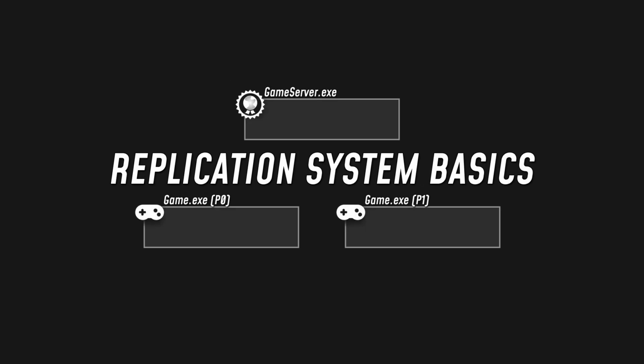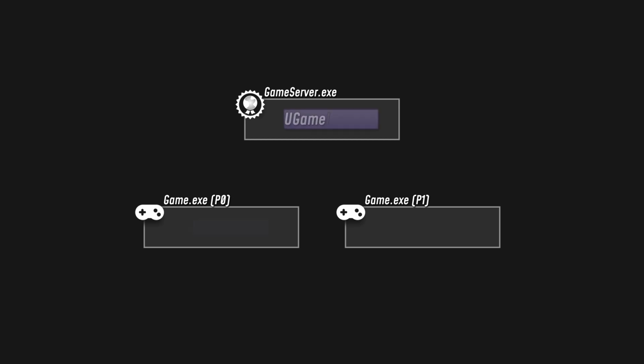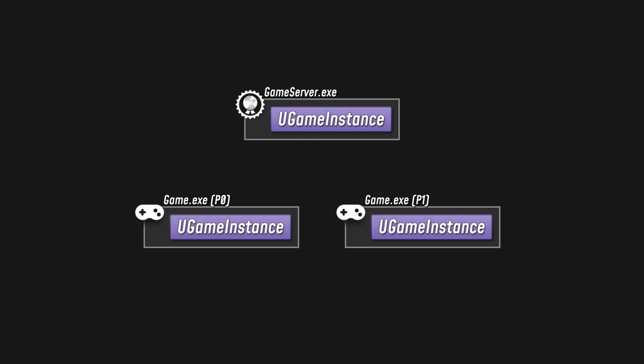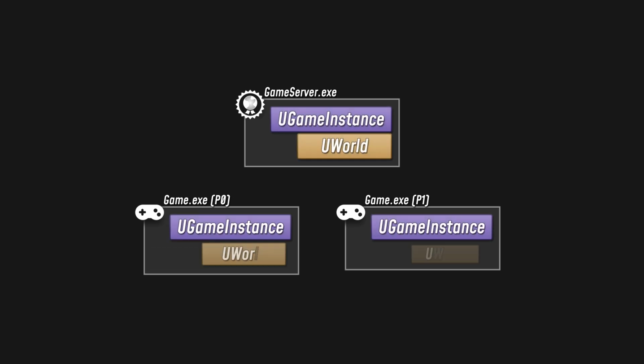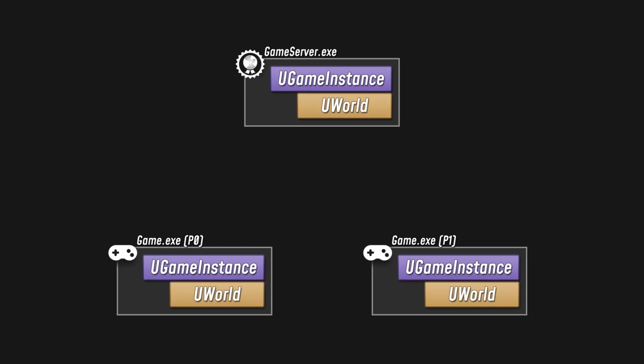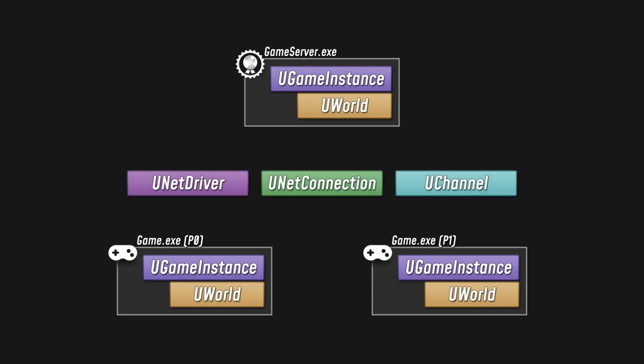Once we have a multiplayer game running, Unreal's replication system works behind the scenes to make sure that all these different instances of the game are in sync. They all build their own picture of their shared world, and the replication system makes sure they all agree about what's happening in that world. In order to make that happen, the replication system relies on three important classes: NetDriver, NetConnection, and Channel.